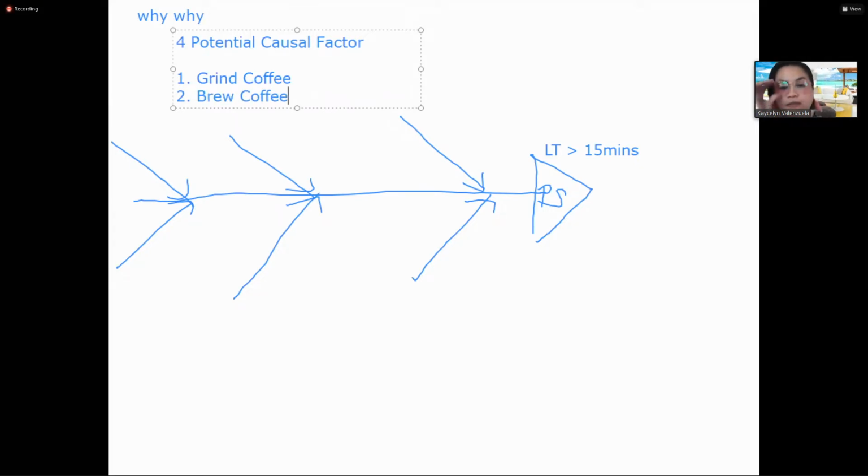Ulit ha, para lang ma-visualize ninyo. Baka kasi medyo naliligaw na tayo, okay? So, remember, ito yung inyong process, detailed deployment process map. Di ba?